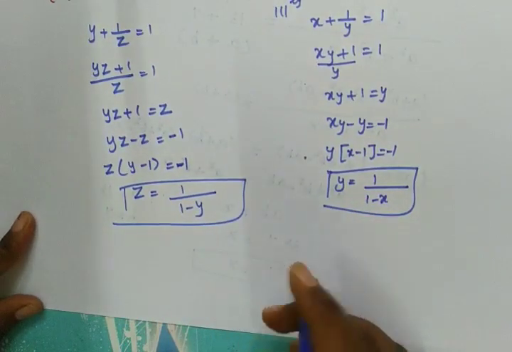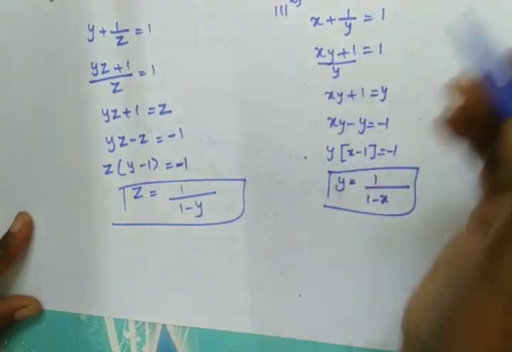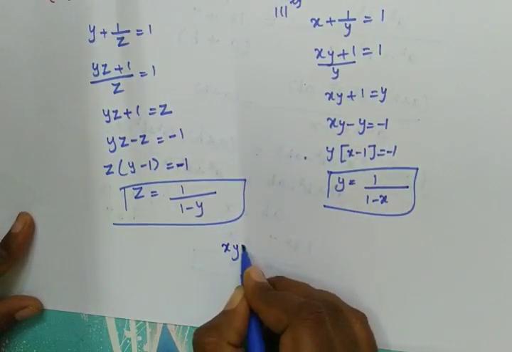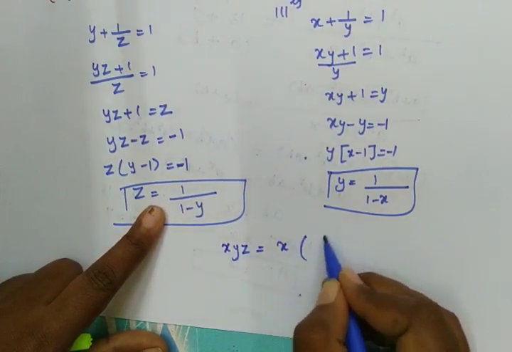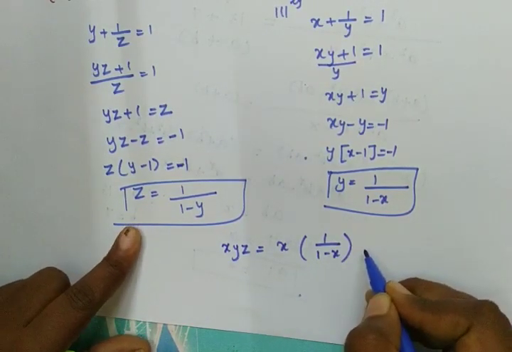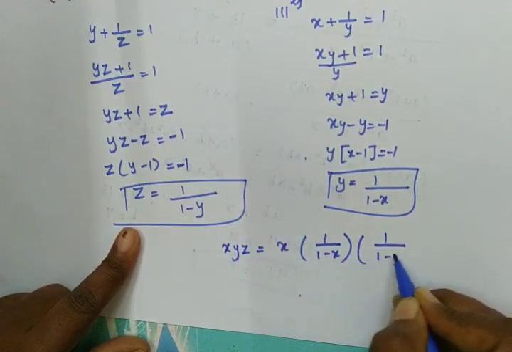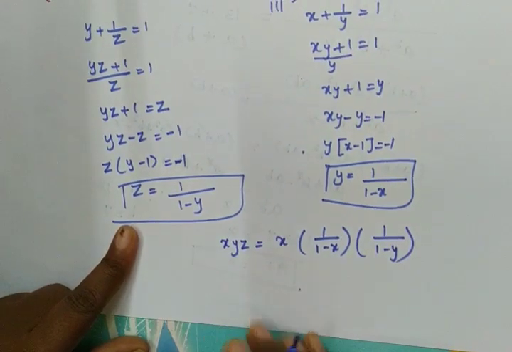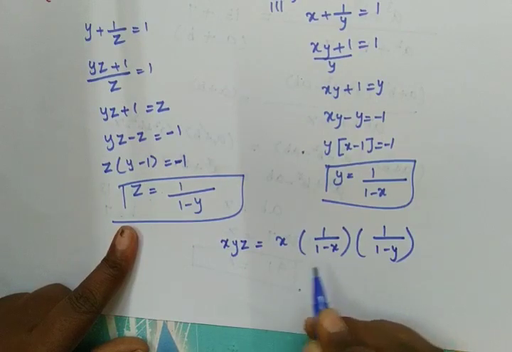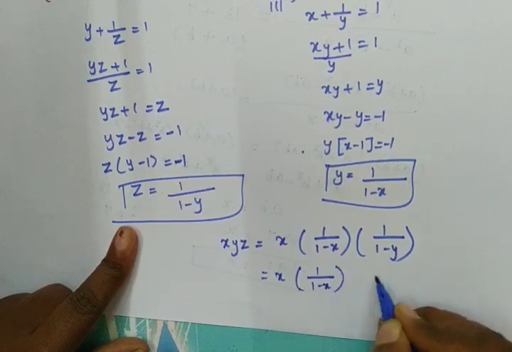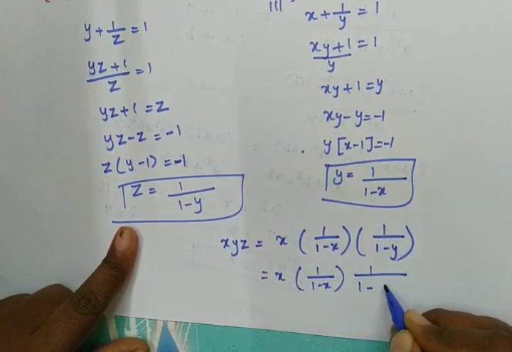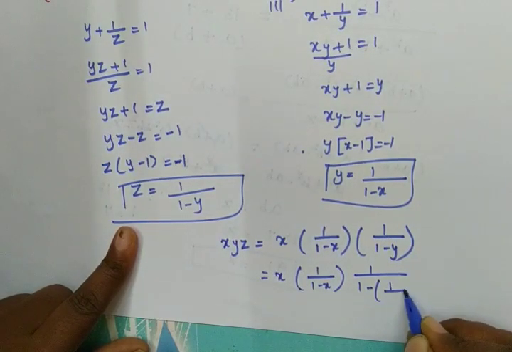Now what we have to do is, we know that they are asking for xyz. Therefore xyz is equal to, now we have to find x. So what is y? y is 1 by 1 minus x, and z is 1 by 1 minus y. And already we know that x is equal to x. Now we can substitute here. So which is equal to x into 1 by 1 minus x into 1 divided by 1 minus, what is y here? 1 by 1 minus x.